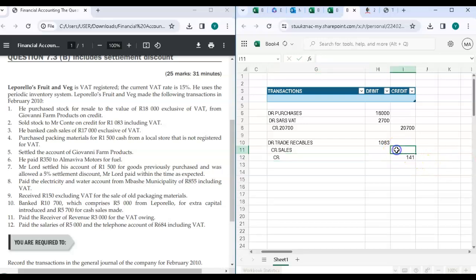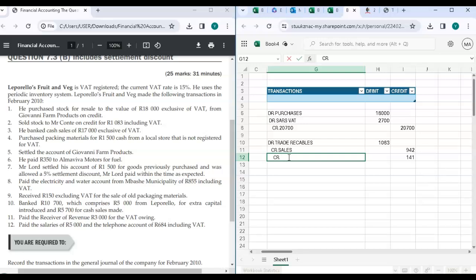And then if I work out the sales amount, which is the 100, so 1,083 times 100 over 115. If you work that out, you should get 942, and 942 plus 141 equals 1,083. That's 100% correct, because the debits must equal the credits.